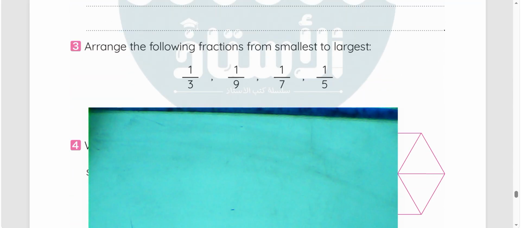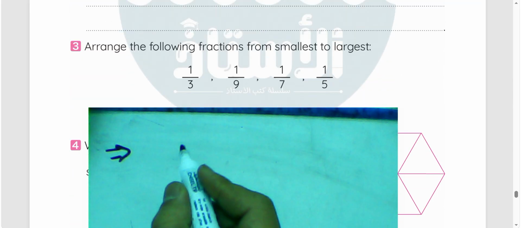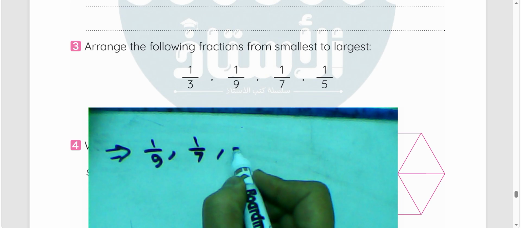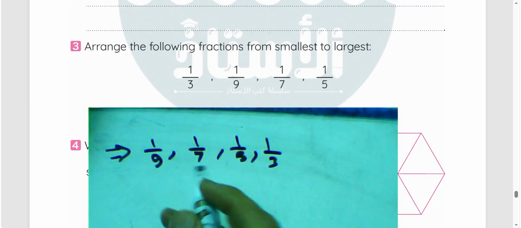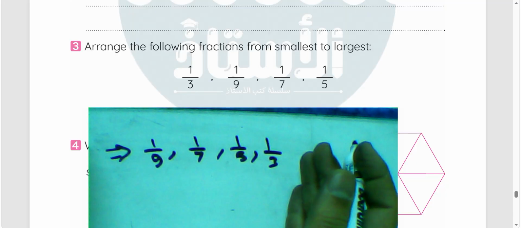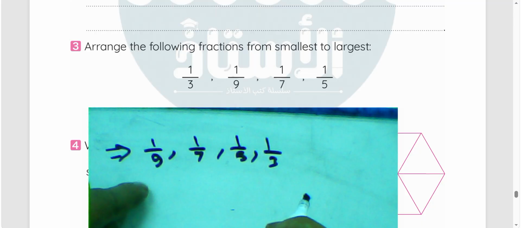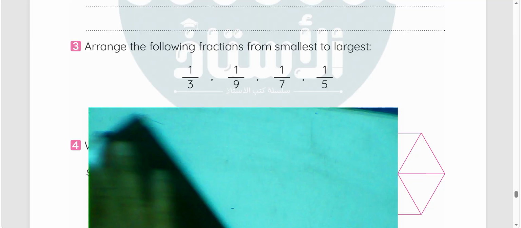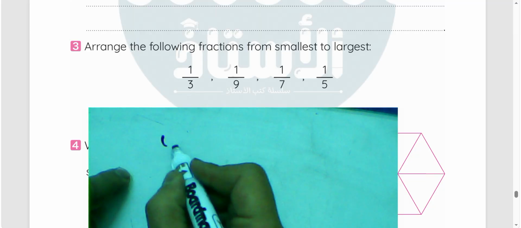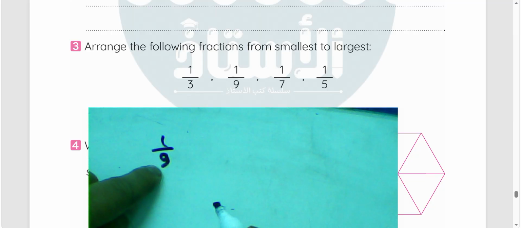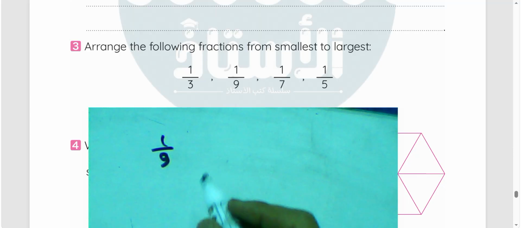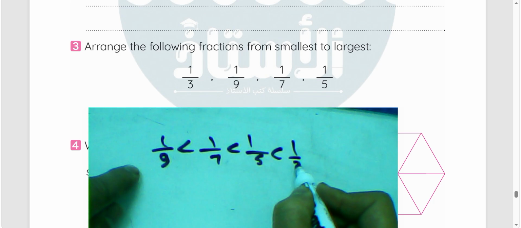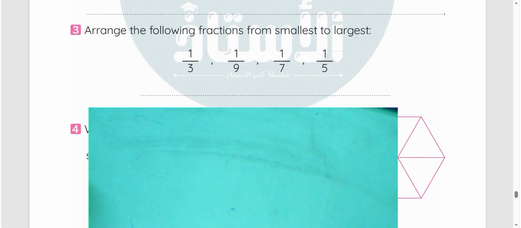Next question. Arrange from smallest to greatest. The smallest number here, you can write 1 over 9, and then 1 over 7, 1 over 5, 1 over 3, because you want to arrange from smallest to greatest. We have like numerators, then the greater value in the denominator gives me the smaller value of the fraction, okay? Then 1 over 9 is less than 1 over 7, less than 1 over 5, less than 1 over 3, okay? Next question down here.